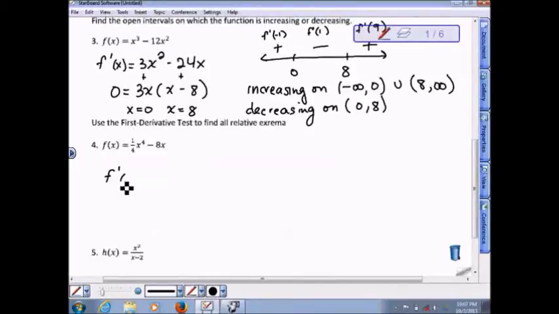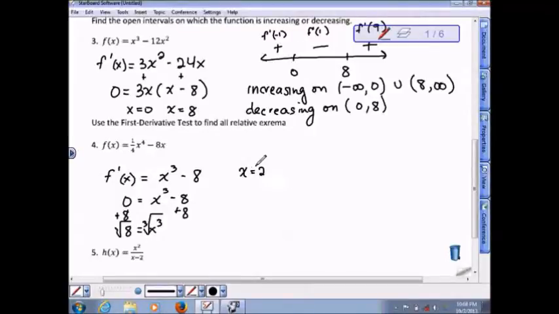So the first derivative of this function, if you use a simple power rule and take the derivative of each of these terms, 4 drops down in front, 4 times 1/4 is 1, so this is x to the third minus 8. If we set that equal to 0, we can add 8 to both sides, and we have 8 is equal to x to the third. Now we can get rid of the power 3 by using the cube root. And the cube root of 8 is equal to 2, so the critical value here is x equals 2.